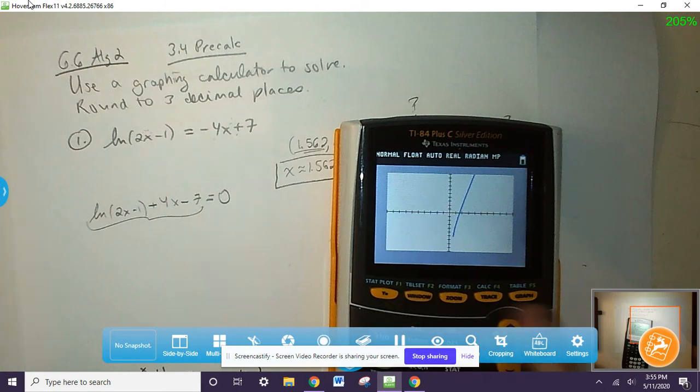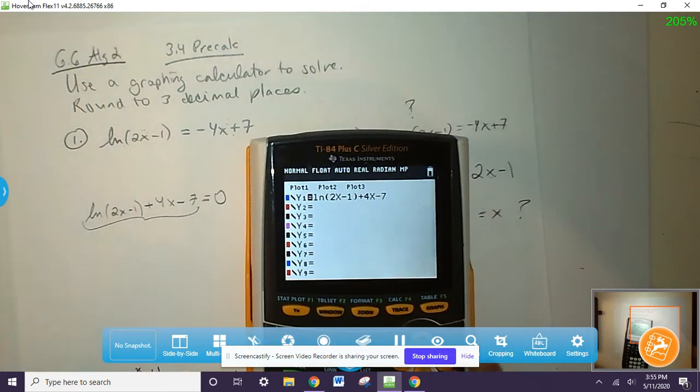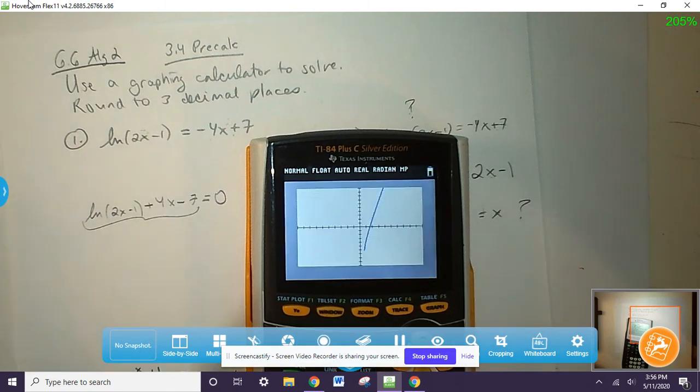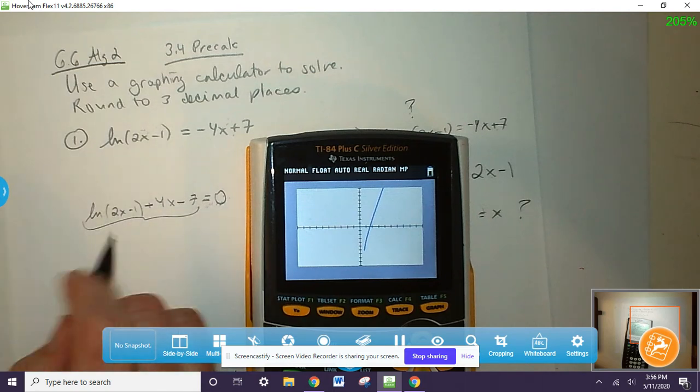So that's what I did here. So I have the left-hand side typed in. And now it's only one graph that I'm looking at because the other side is 0. So if you're solving graphically when one side equals 0, this is when you want to find the x-intercepts.